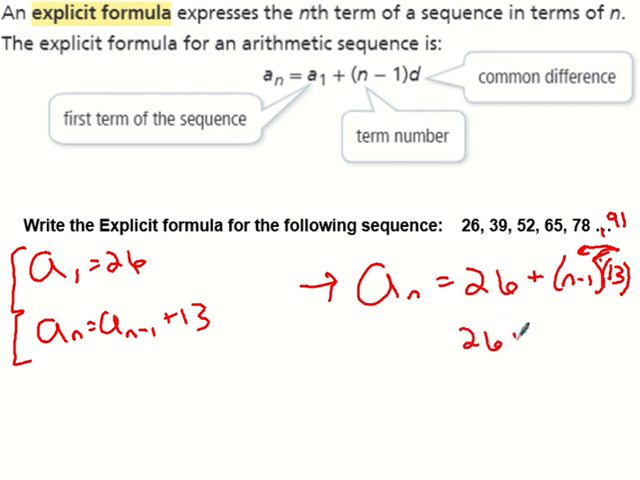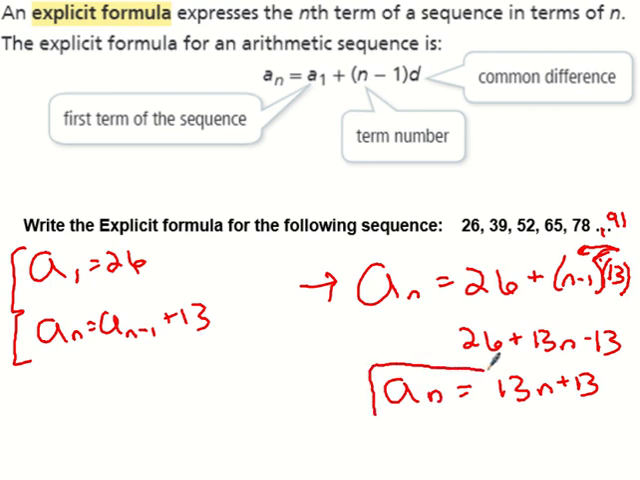So this is 26 plus 13n minus 13. Sorry, I got to combine like terms, which is really 26 and negative 13. But 26 and negative 13 makes 13. So this is 13n plus 13. And this would actually be the more appropriate final answer for my explicit formula.